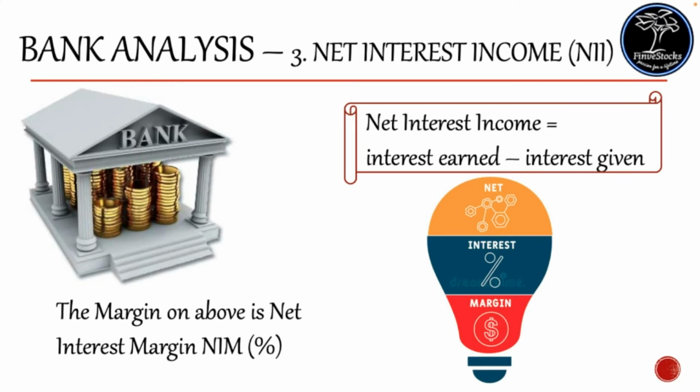For example, suppose a customer deposits 100 rupees to a bank. The bank will pay 5 rupees interest to the customer. Similarly, that 100 rupees the bank will disburse as a loan, and for that loan, the bank will get 12 rupees interest. So the difference between these two interests, that is 12 minus 5, is 7 rupees. That is called net interest income. In terms of percentage, the bank will pay 5% interest to the customer and will get 12% interest for the loan. So the difference in margin is the net interest margin, that is 12 minus 5, that is 7%. This is the overall concept of NII, that is net interest income.